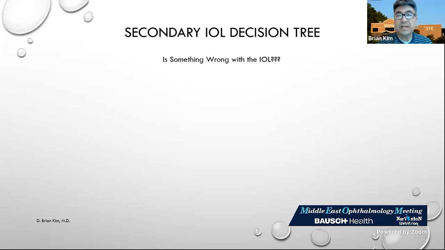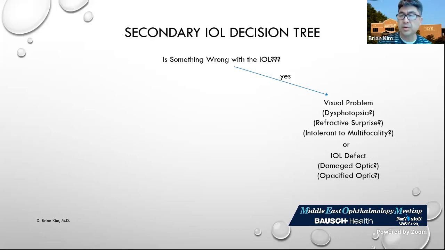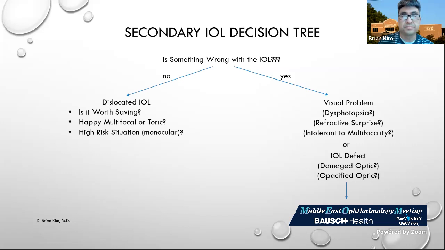And so for secondary IOL, because that's really the topic that we're going to be discussing, we have to think about a decision tree here. So is there something wrong with the lens? In other words, is a patient having trouble with the particular lens, whether it's just photopsia or refractive surprise, or the patient is not able to tolerate multifocality, or if there's damage to the lens, opacified optic or a damaged optic. And in this case, you'd have to exchange the lens.